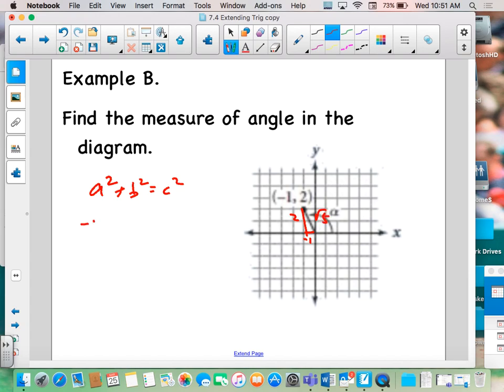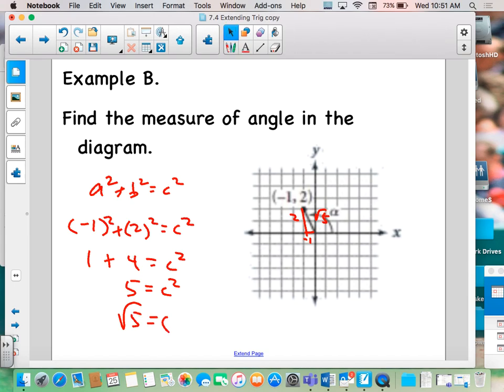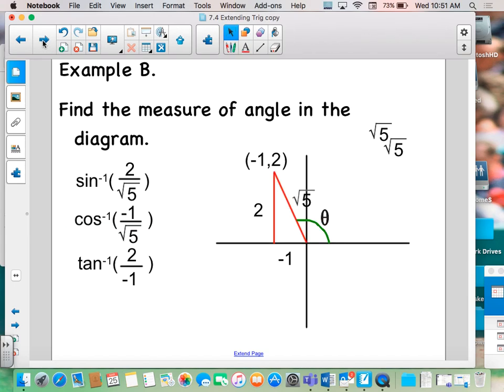If you can't, it's negative 1 squared plus 2 squared, 1 plus 4. So you can see that the hypotenuse is the square root of 5. And then we could do all the trig functions. So here's a little better picture. Negative 1, 2 was our starting point. You can see how I calculated the square root of 5.